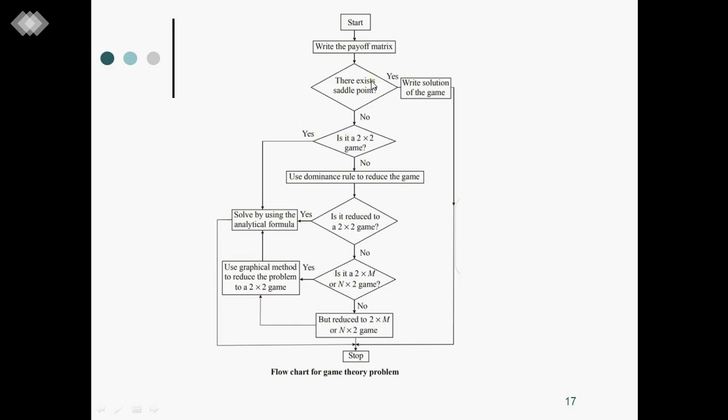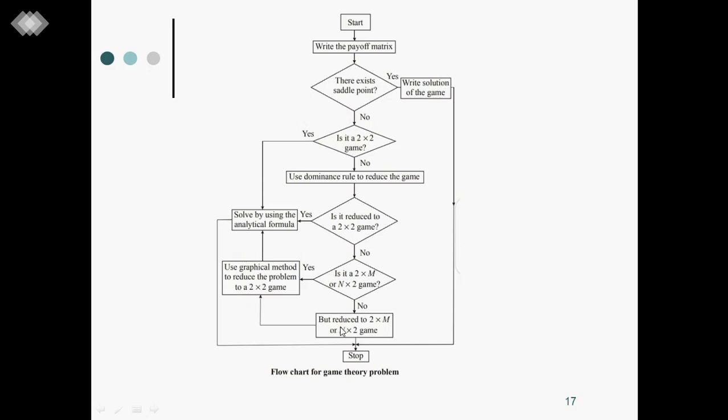All the concepts have been formulated in this flow chart. I have represented it in a very simple and effective way, so that you can remember it very easily like a mind map. First, write the payoff matrix. If there is a saddle point, one method over. This is the saddle point method. If there is no saddle point, and it is a 2 by 2 game without saddle point, then you have to use the formula.